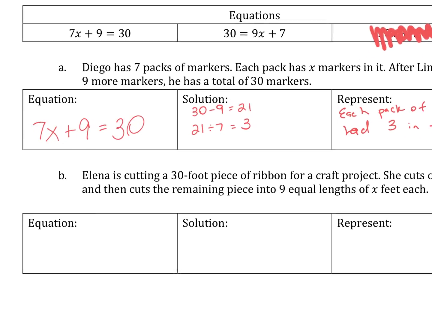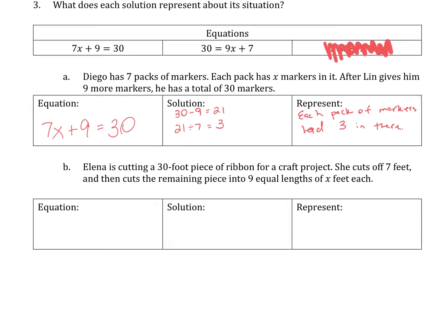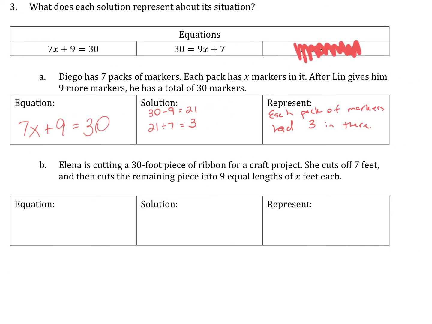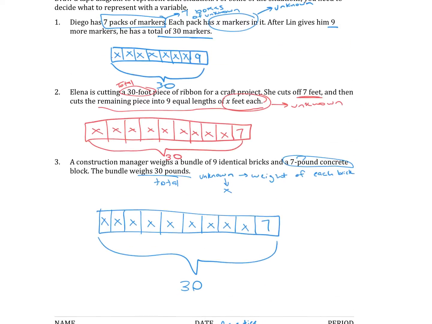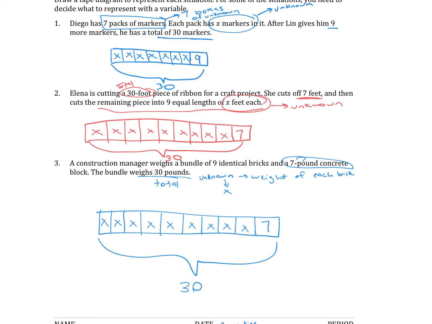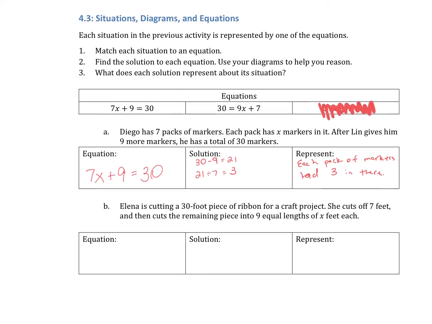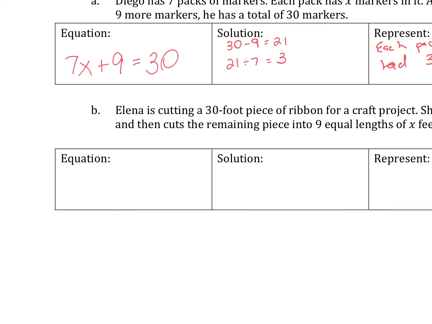All right, let's look at letter B. Elena is cutting a 30-foot piece of ribbon for the craft project. She cuts off 7 feet, then cuts the remaining piece into 9 equal lengths of X feet each. So we look at the tape diagram. We see that we have 9 equal sections of X and then a 7, and then the whole tape diagram is made up of 30. So I would write that as 9X plus 7 equals 30.